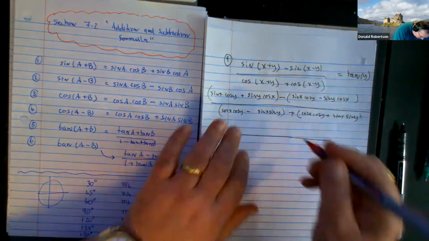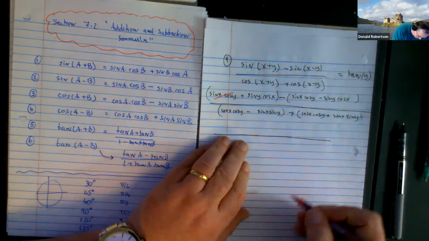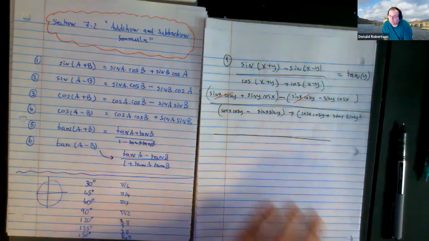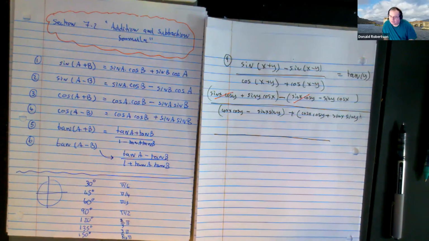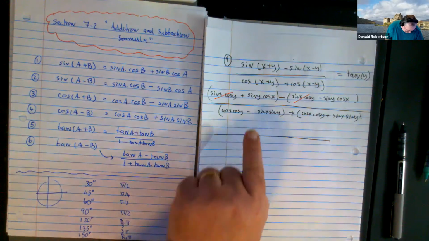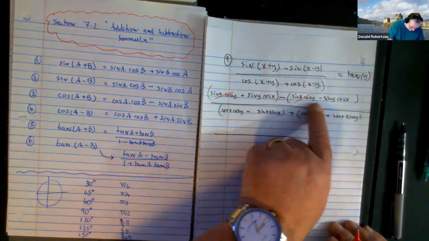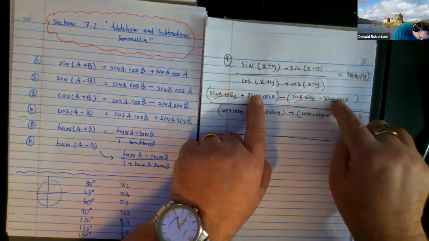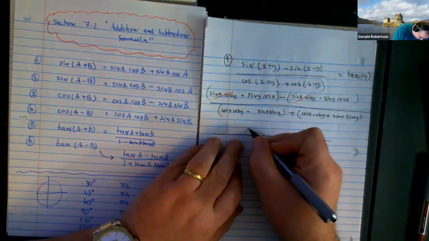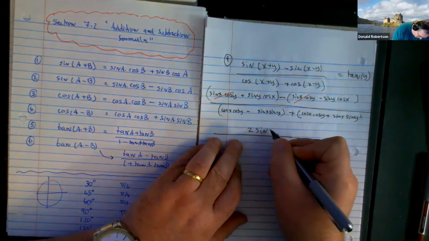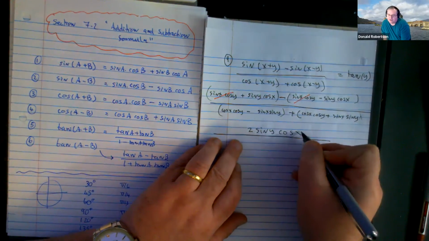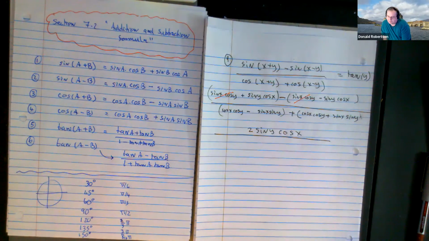Would you agree that that sine X cosine Y gets killed off by that guy? Wouldn't this sine Y cosine X, take away that one, basically be this guy plus another one of himself? So the top line becomes 2 sine Y cosine X. Are we comfortable with what I just did there and why it worked out?